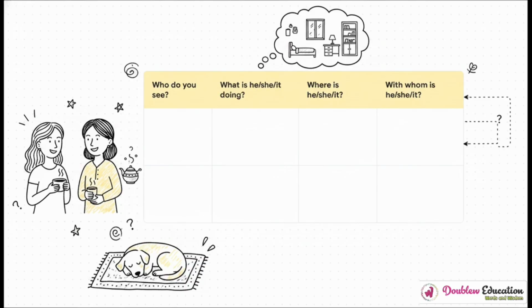Okay, did you see a few things? Great. Now let's try to put what you saw into this table. For example, maybe you saw your mother in the kitchen. You could write, "My mother is making chai in the kitchen with my aunt." Or maybe my dog is sleeping on the floor. Just think of one or two things you saw in your room and try to fill in the columns.